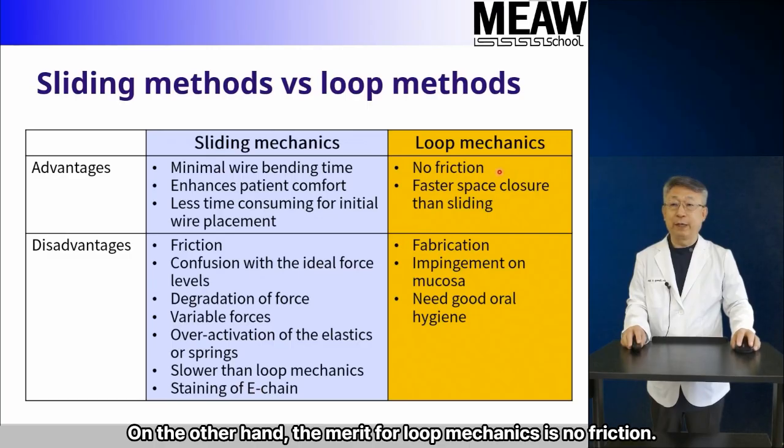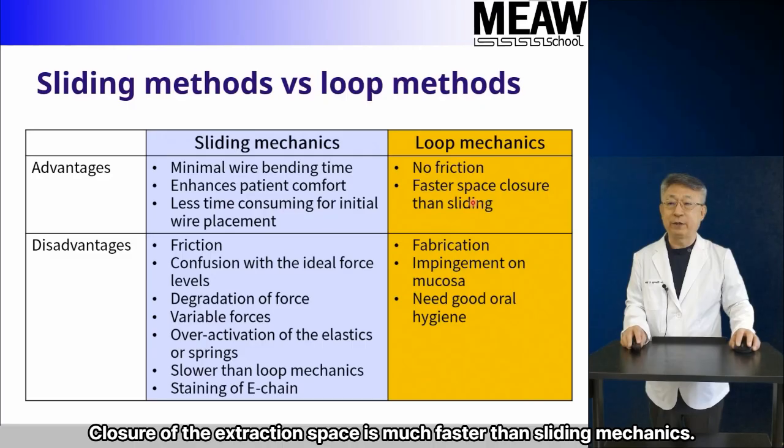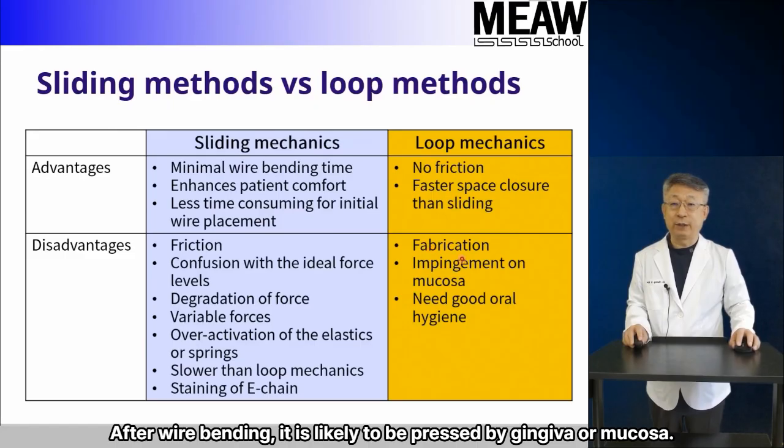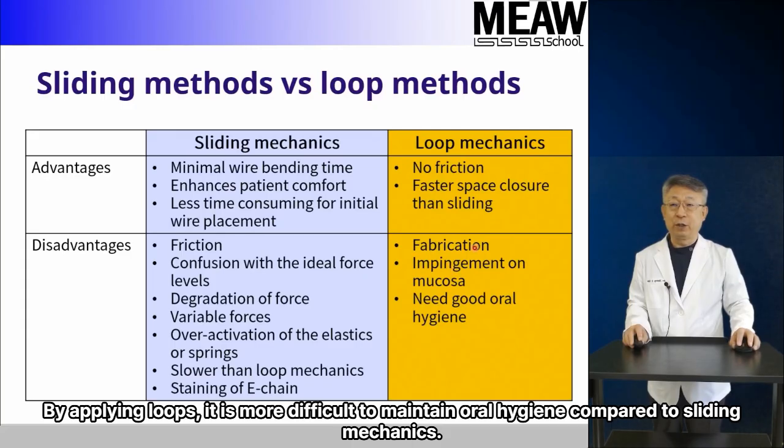On the other hand, the merit for loop mechanics is no friction. Closure of the extraction space is much faster than sliding mechanics. The problems are as below. First, it's not easy to bend the wire. After wire bending, it is likely to be pressed by gingiva or mucosa. By applying loops, it is more difficult to maintain oral hygiene compared to sliding mechanics.